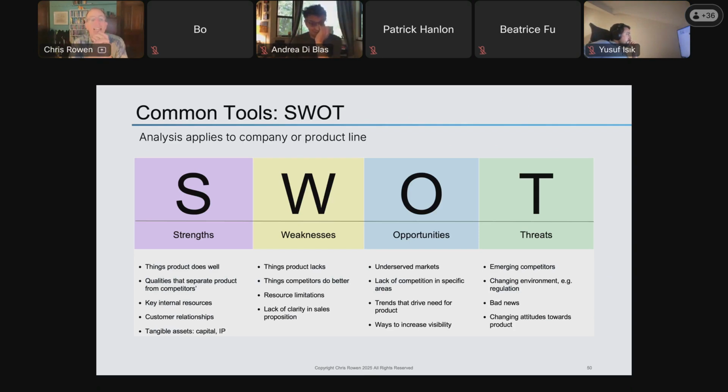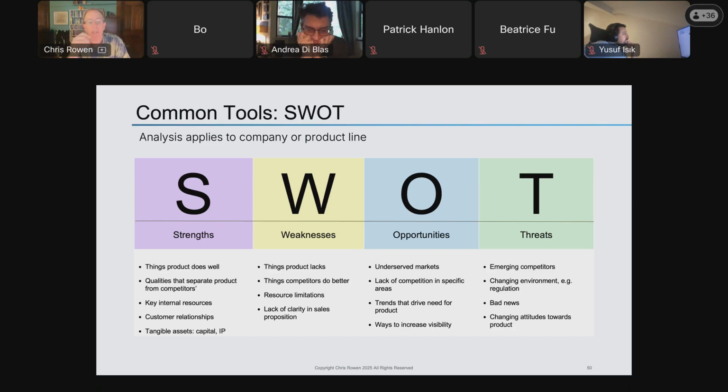SWOT is a classic tool. Again, it's about understanding a little bit more about your market and a little bit more about your spot in the ecosystem. It's really about competition. So, what are the strengths of your product? What are the things your product does well? What are the qualities that separate your product from the competitors? What are some of the key things that may be technical capabilities of the product, but they may be because of what your organization can do related to that? It may be because of your customers' relationships. It may be that you have specific assets.